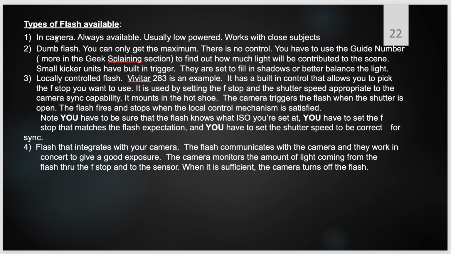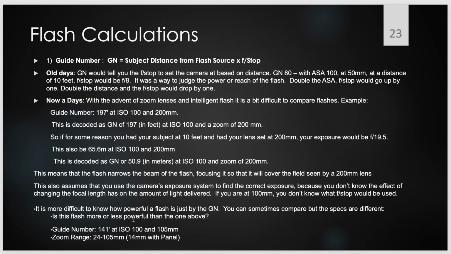So there are different types of flash. In-camera flash is low powered, and it works pretty much with anything that's very close to you. Dumb flash is where it just fills out the shadows. And then you have controlled flash, and those are built-in flashes. And then there are flashes that integrate with your camera, and those are really expensive. And there are ways to calculate what to do with the flash. So here's the math, how to calculate where to move and how to set it up. So I put these in here for you guys.